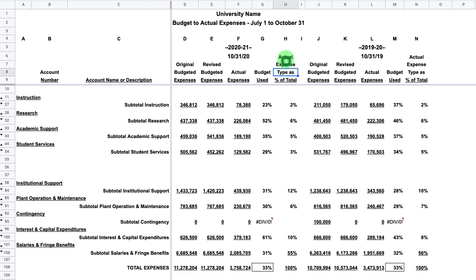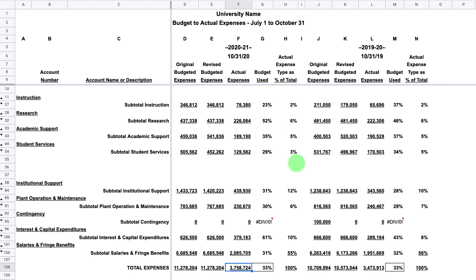Here we have a column that is a little different. It doesn't relate these items from the left to the right. It relates these items, the total here in actual expenses, to the grand total of all expenses down at the bottom. So what that means is that the instruction category as of October 31st, which is only a couple of months into the academic year, this expenditure was 2% of the total expenses for the institution. Research expenses were 6% of the total expenses for the institution.